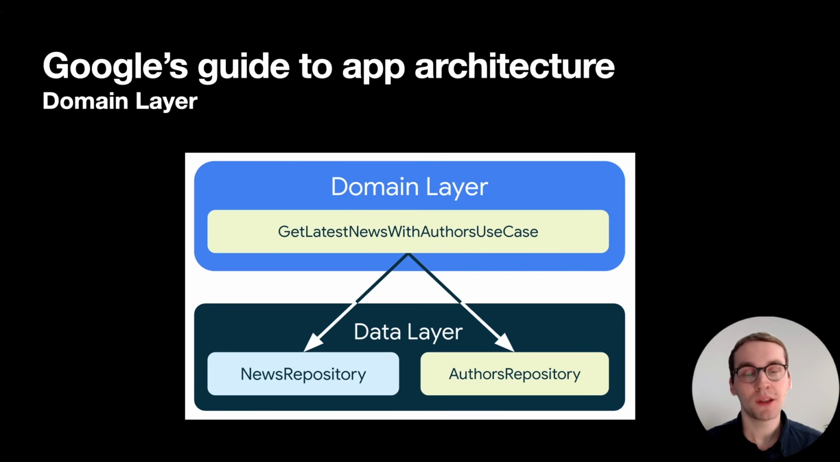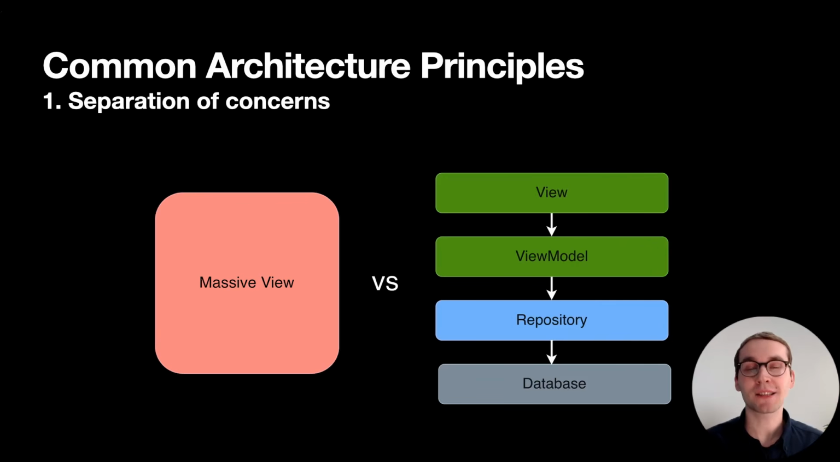So that means use the domain layer only when needed to handle complexity or add some sort of reusability, because you don't need it for small and simple apps. Now, let's talk about common architecture principles emphasized in Google's Guide to App Architecture.